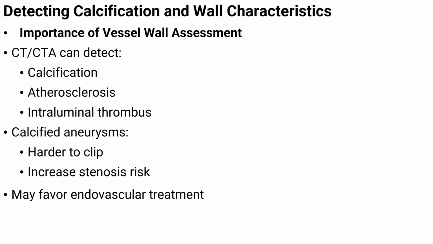Assessment of vessel wall characteristics is a key part of preoperative imaging. It matters more than it looks. CT and CT angiography help identify structural changes within the arterial wall, including calcification, atherosclerotic change, and sometimes intraluminal thrombus. And these findings give important clues about vessel fragility and how the aneurysm has evolved over time.